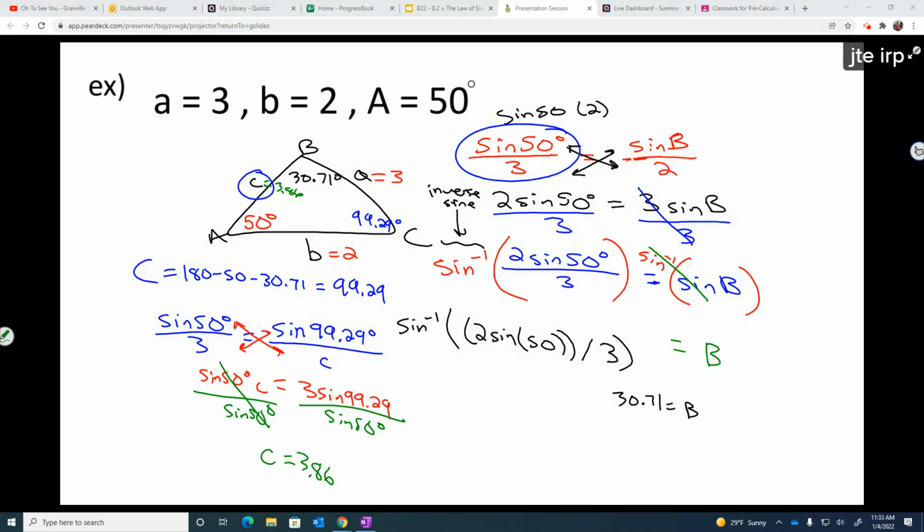Last thing we'd want to do is check and make sure this makes sense. Find the biggest angle, which is here 99.29. It should be opposite the biggest side, which it is. The 186 is the biggest. The smallest angle, 30.71, is opposite the smallest side, that's 2. So it seems like it should work. Seems like those are right because they make sense in the proportion.